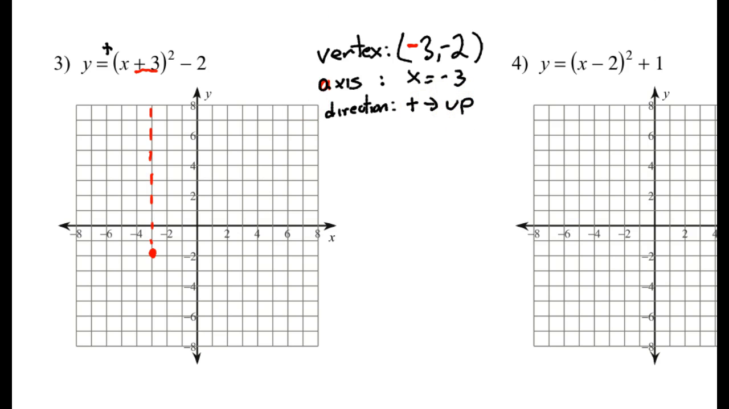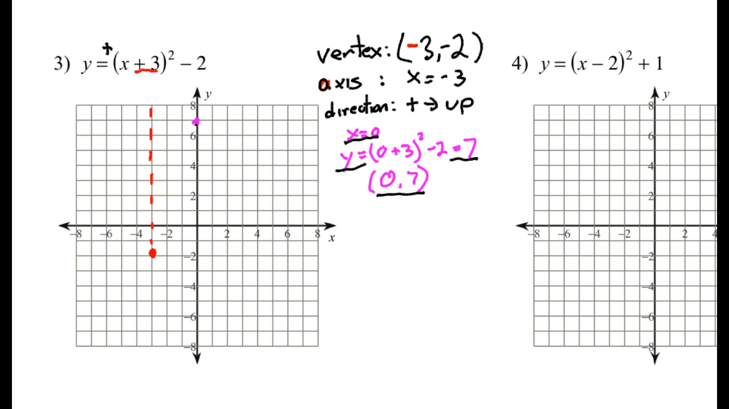And lastly, let's find the y-intercept. Let's see here. Plug in 0, right? So plug in x equals 0, see what you get. 7? Okay, so y equals 0 plus 3 squared minus 2, which equals 9 minus 2, which is 7. So I know this is the coordinate 0, 7. My x is 0, so y equals 7, 0, 7.